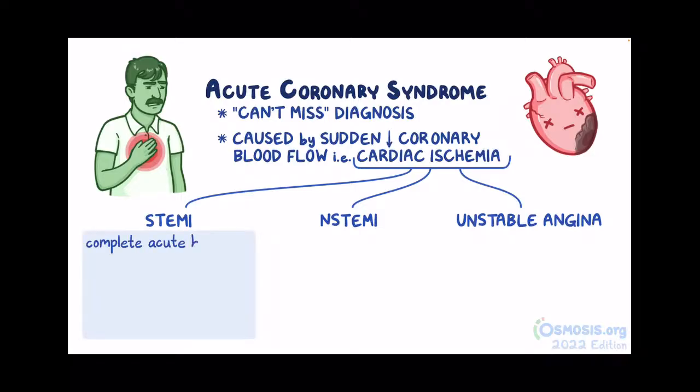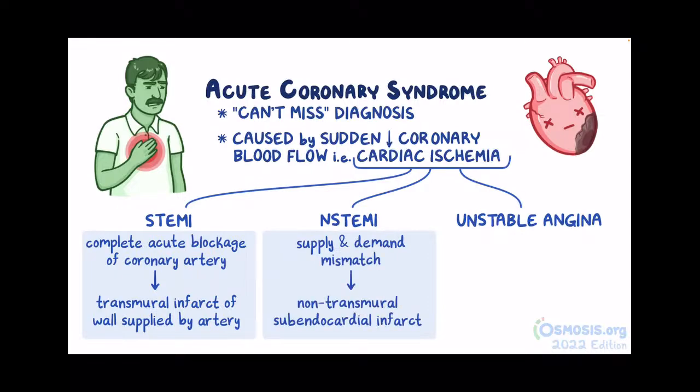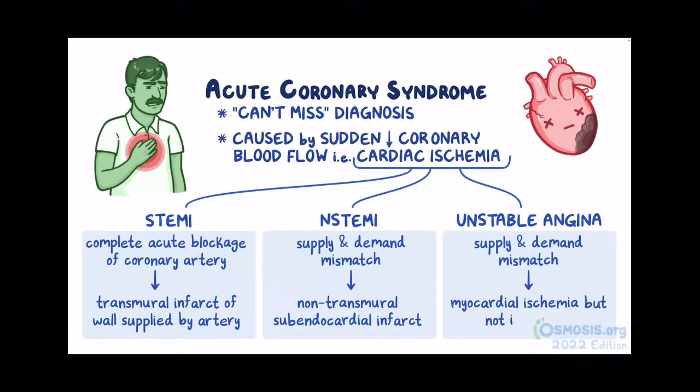STEMI results from complete acute blockage of a coronary artery, leading to a transmural infarct of the myocardial wall supplied by that artery. NSTEMI results from a supply and demand mismatch, leading to non-transmural subendocardial infarct. Lastly, unstable angina also results from a supply and demand mismatch, leading to myocardial ischemia, but hasn't yet caused infarction.